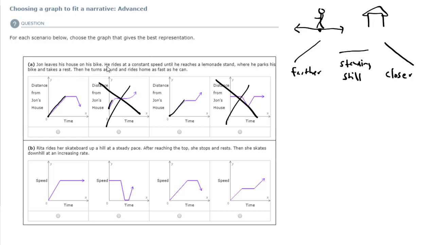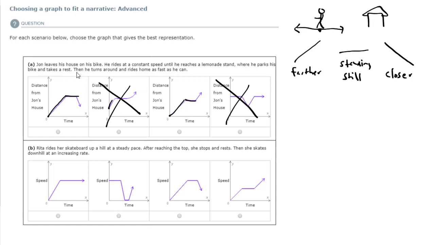Let's look at the next sentence. He rides at a constant speed until he reaches a lemonade stand, where he parks his bike and takes a rest. Since we're measuring distance, I can see that in that sentence, he's parking his bike and taking a rest, which means when you're resting, you're not getting farther, you're not getting closer, you're standing still. Therefore, the next part should be a horizontal slope, and I can see that I have that for this one and this one. So far, it could still be either one.